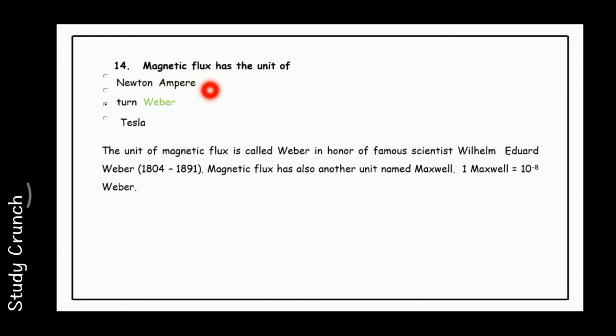Next, magnetic flux has a unit of. So it is a unit of Weber. The unit of magnetic flux is called Weber, and it has another unit named Maxwell. 1 Maxwell is equal to 10 to the power minus 8 Weber.